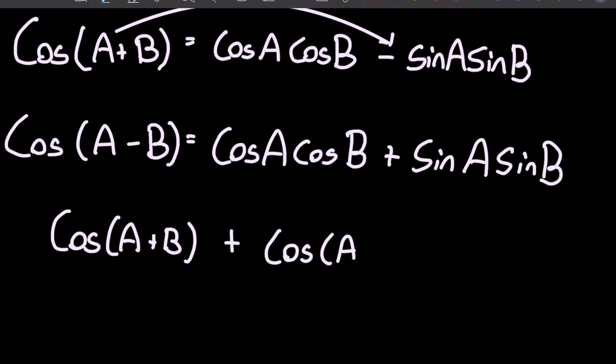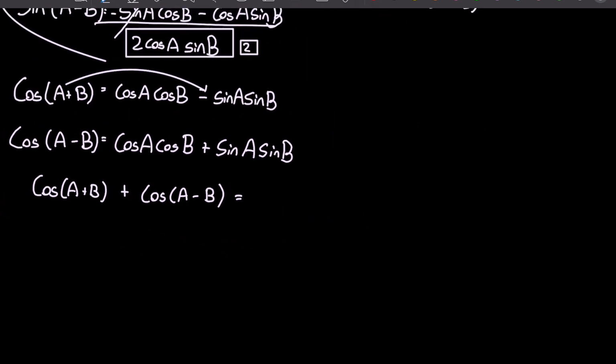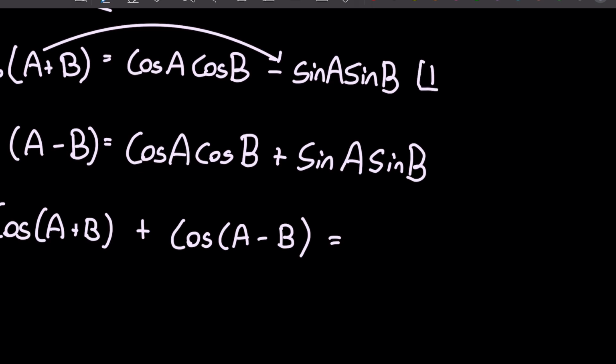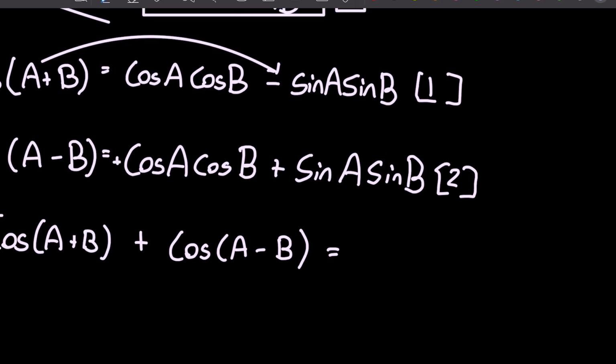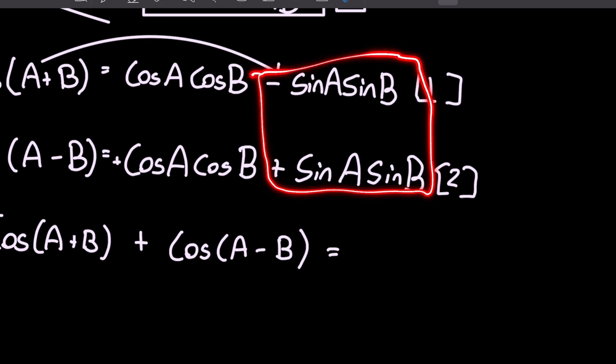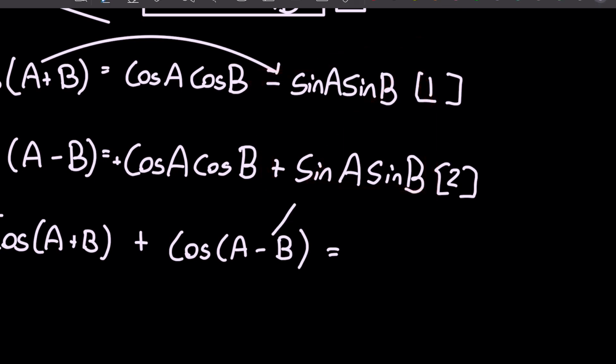plus cos of a minus b. Well, that would be equal to adding equation 1, which is this one up here, to equation 2, which is this one down here. So to do that, we just add them, and if you add them, you'll see minus sine a sine b plus sine a sine b would cancel out, so that would cancel out and give us nothing right here. And then over on this side now, cos a cos b plus cos a cos b.